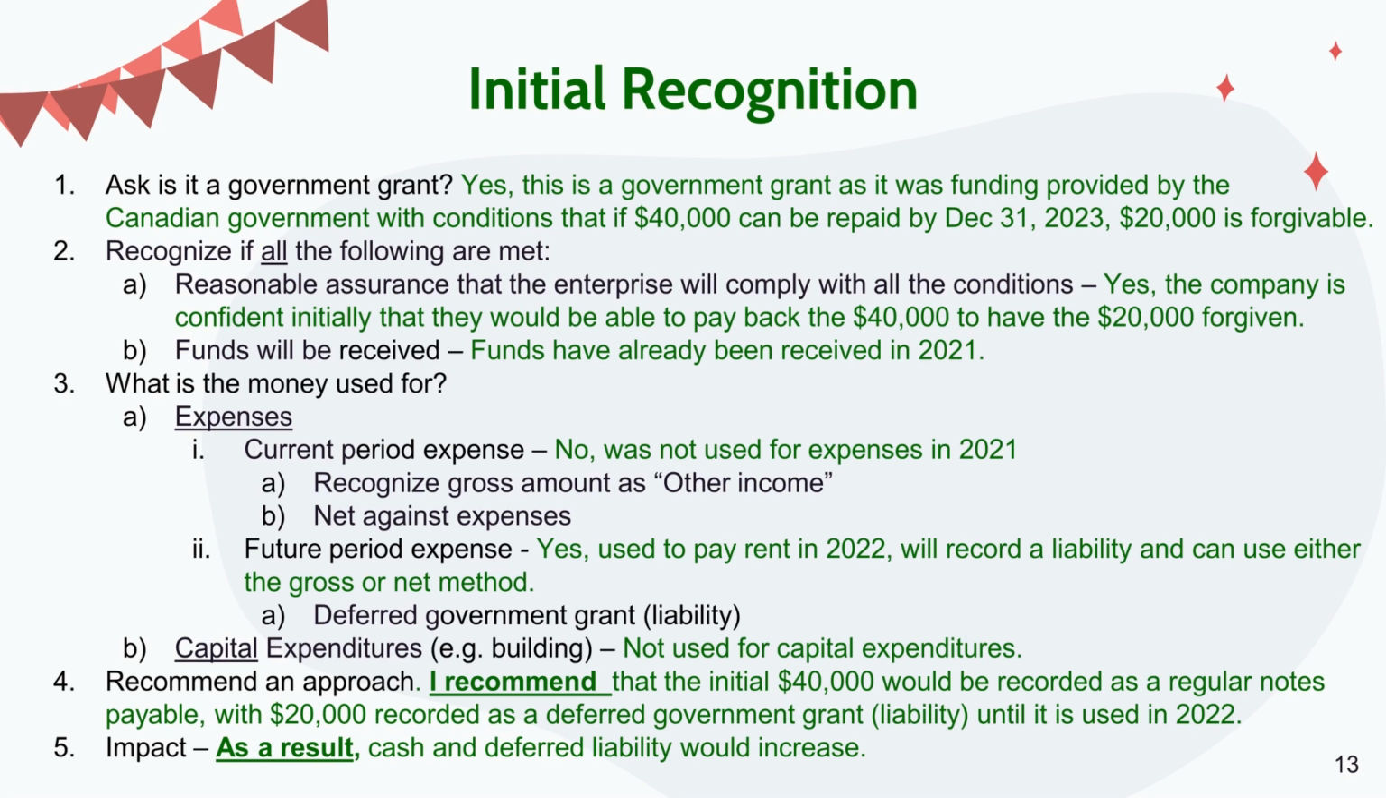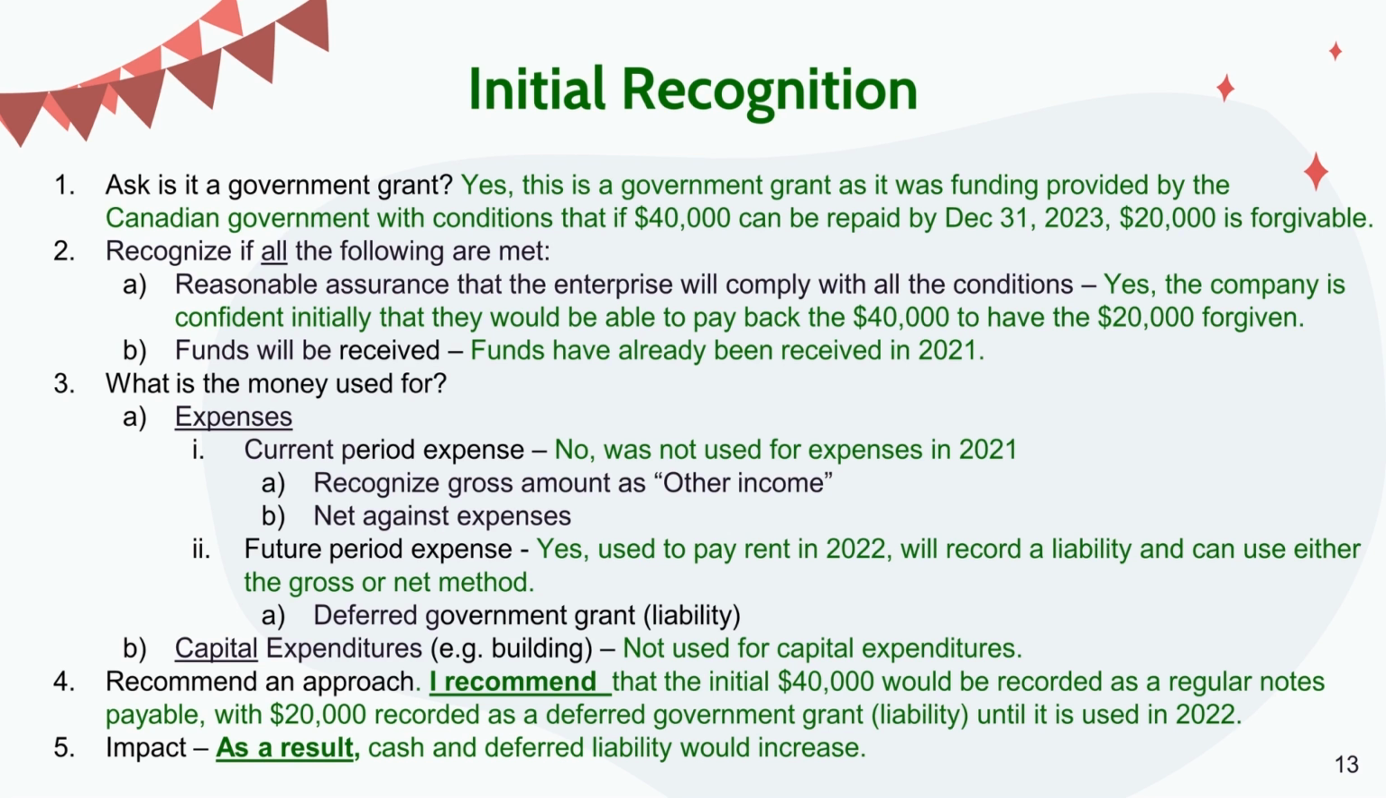You don't want to be wishy-washy and say, I recommend, perhaps, maybe, they could. Don't use any of those words, and you always want to be very strong in your recommendation. So you could say, I recommend that the initial $40,000 would be recorded as a regular notes payable with $20,000 recorded as a deferred government grant until it is used in 2022.